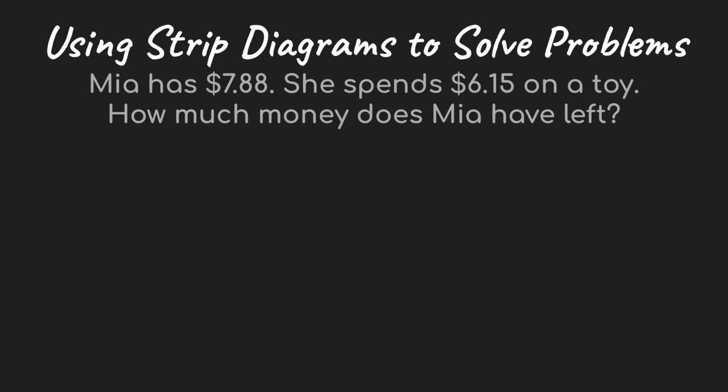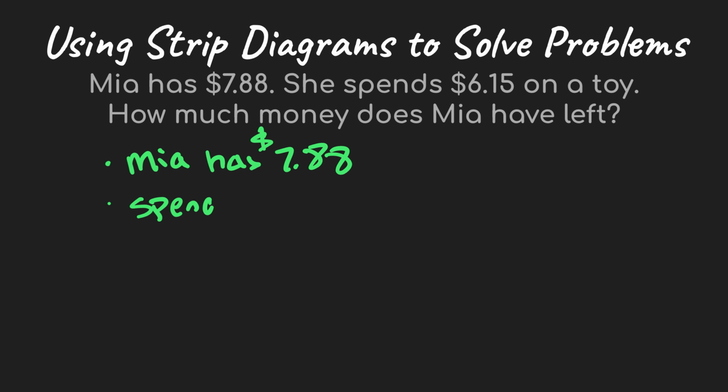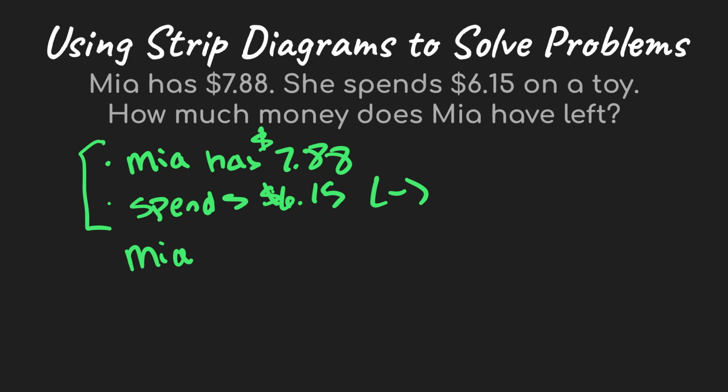Mia has $7.88. Notice I'm saying it a little different because it's money. She spends $6.15 on a toy. How much money does she have left? All right, let's start with just the important information. Mia has $7.88. She spends $6.15. If she's spending it, it is leaving her, so I think it's subtraction. Again, you don't have to write that there, but it helps me. How much money does Mia have left? So I would say Mia has blank left.